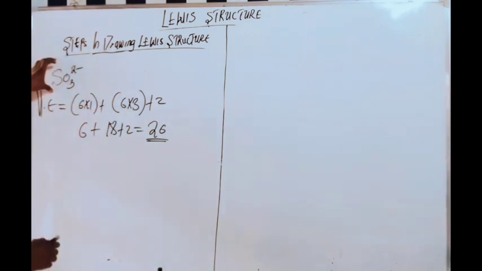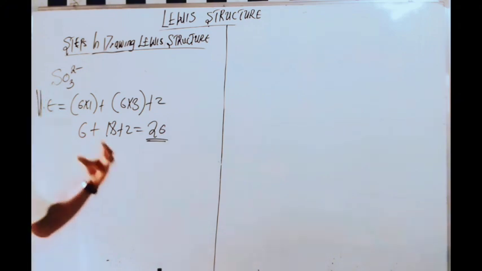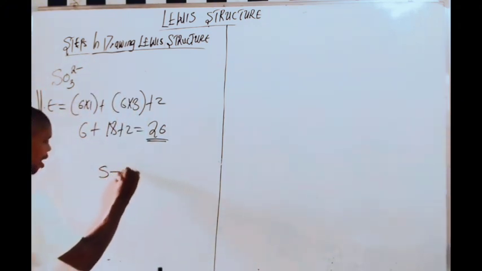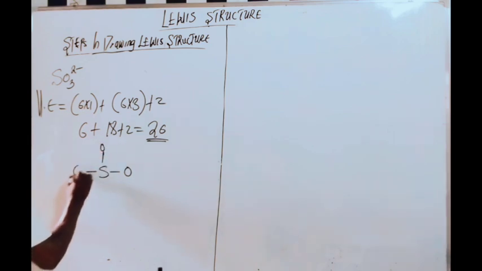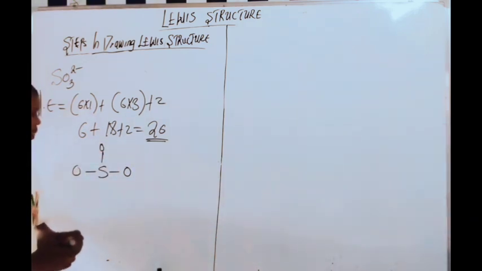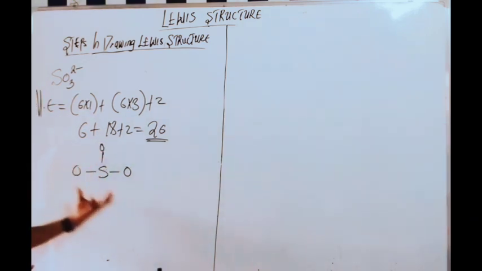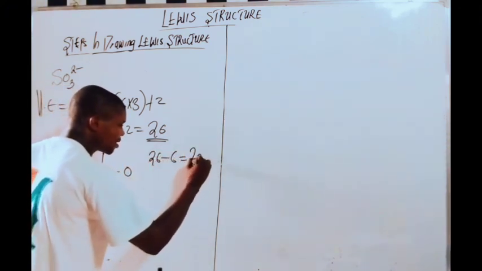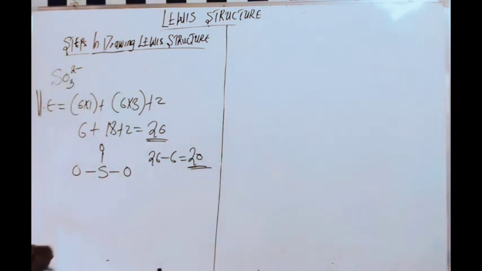Now the next thing to do is that sulfur should be the center atom, and then connect it to 3 oxygens here. So it's going to be X, 1, 2, 3. Can you see that? So this is called the skeleton here. How many electrons have I used here? I've used 6 electrons because of 3 bonds, right? So 26 minus 6 is going to be 20. Then I have 20 electrons left, right?